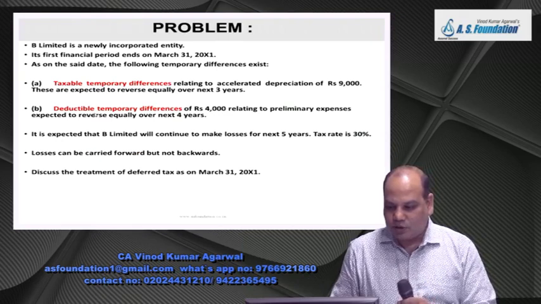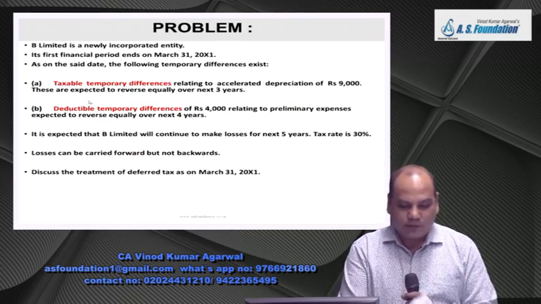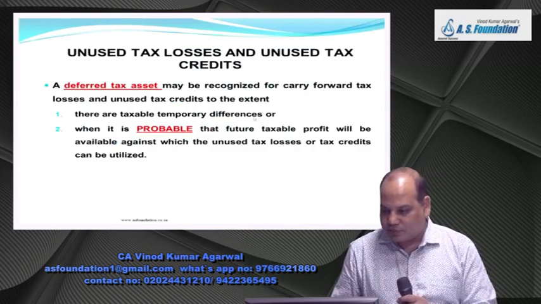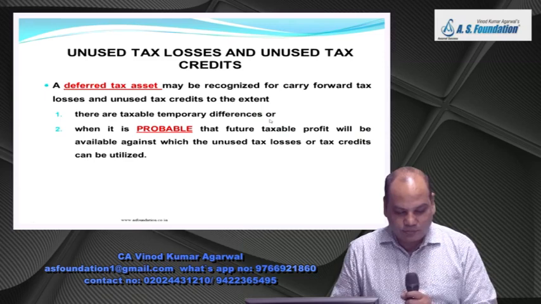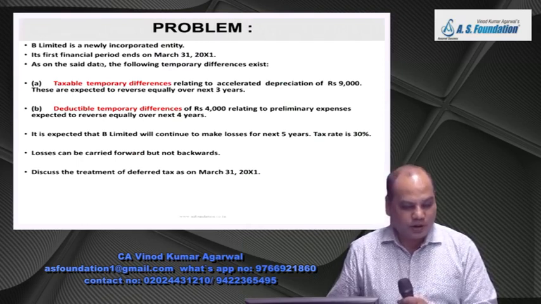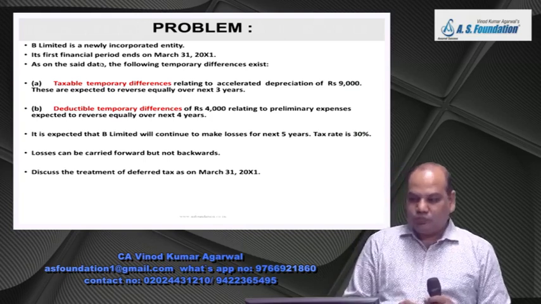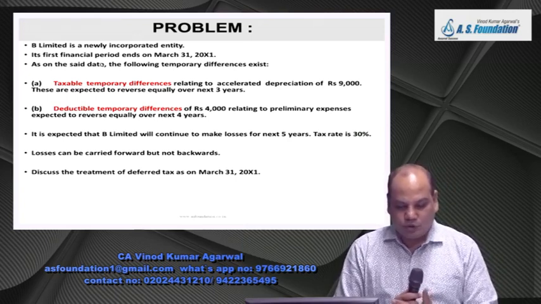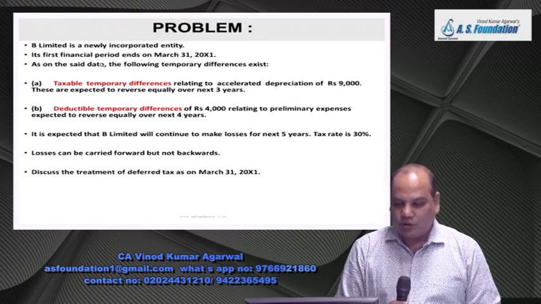So we'll take one example on this, which you have written there. Where there are taxable temporary differences, refer example number 34. Come to this question. B Limited is a newly incorporated entity. Its first financial period ends on 31st March 20x1. As on that date, the following temporary differences exist.